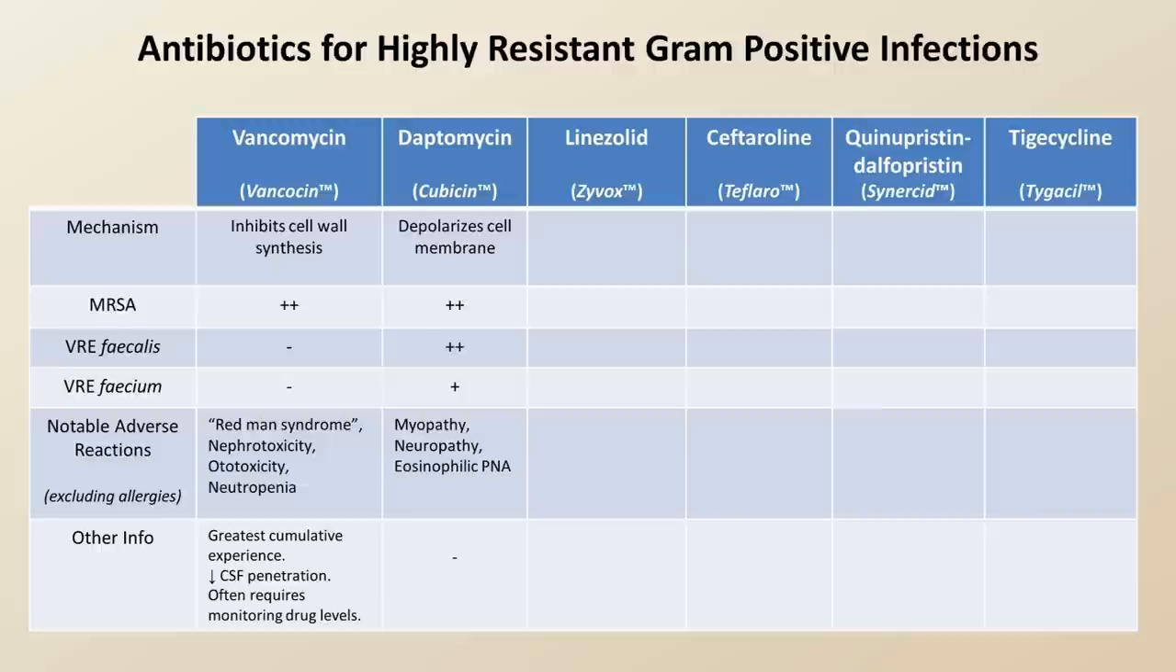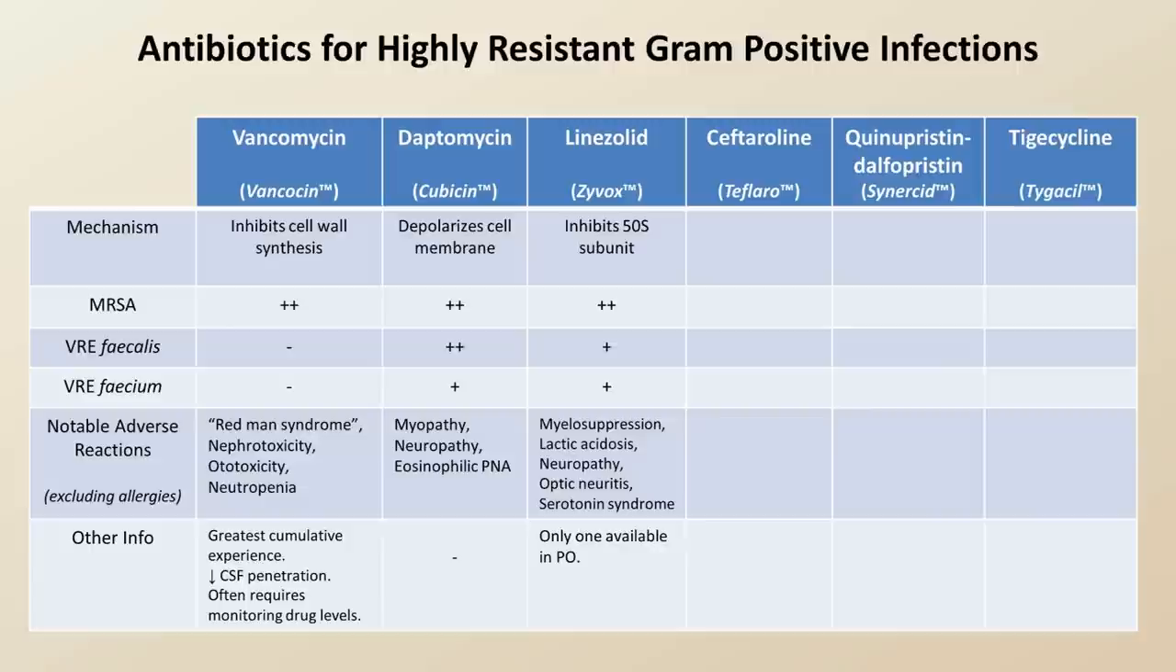Linezolid prevents protein synthesis by inhibiting the 50S ribosomal subunit. It has great activity against MRSA and fair activity against VRE. It has a number of relatively distinct side effects as far as antibiotics go, including myelosuppression, lactic acidosis, neuropathy, optic neuritis, and can trigger serotonin syndrome when combined with a number of other drugs. A major advantage of linezolid over the other five drugs listed is that it is the only one available PO.